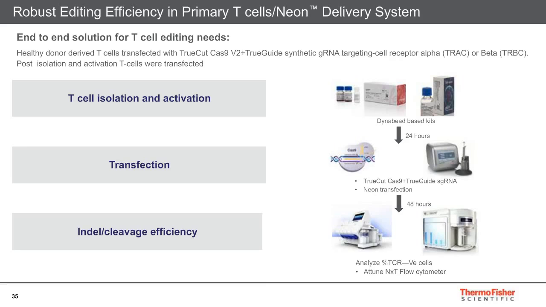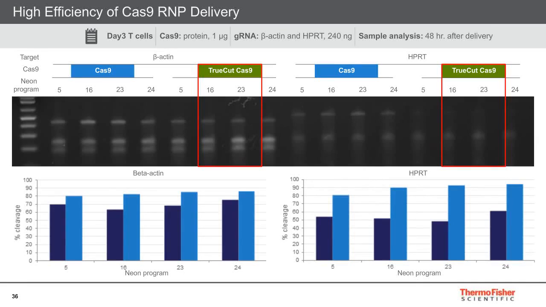What we've been focusing on a little bit more is really RNP Cas9 as well as the guide RNA. And so what we wanted to do is use this tool and optimize. We have a lot of offerings in T-cell isolation and activation. So here's the protocol. We would get T cells and activate them using Dynabeads. We do transfections with the gene editing tools and the Neon transfection system. And then we can verify indel and cleavage efficiency using our sequencers or flow.